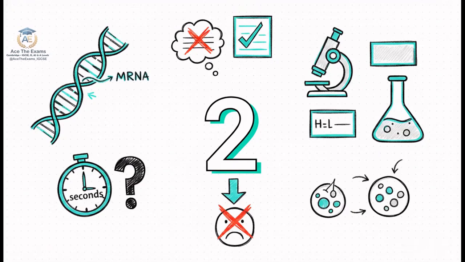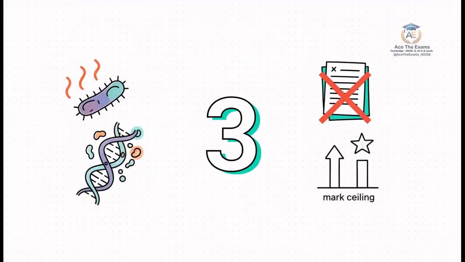Mistake number 2 is honestly one of the most frustrating things to see: failing to use precise units and terminology. Think about it. If you're calculating the rate of mRNA synthesis and you just casually drop the units, or if you use everyday colloquial language instead of established biological terms, the examiner is going to penalize you immediately. No second chances. And our final warning, mistake number 3.